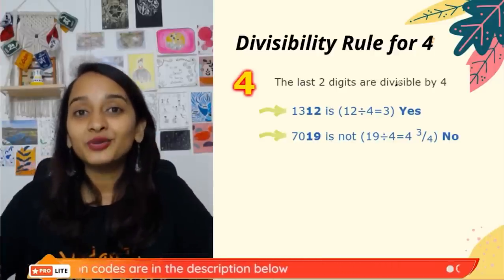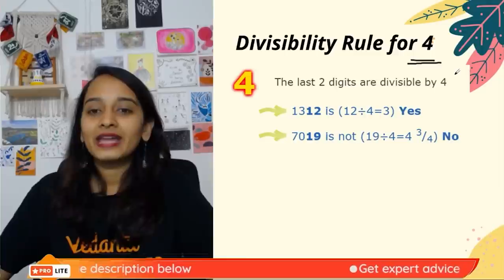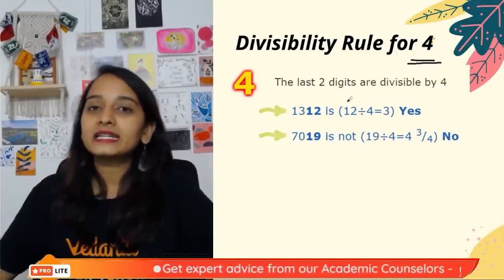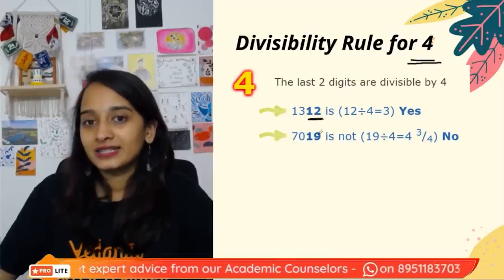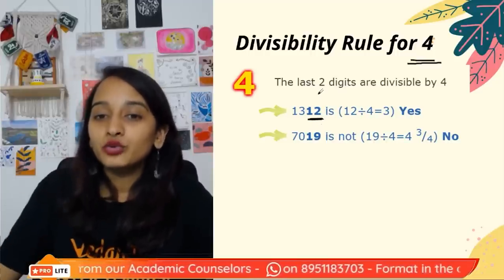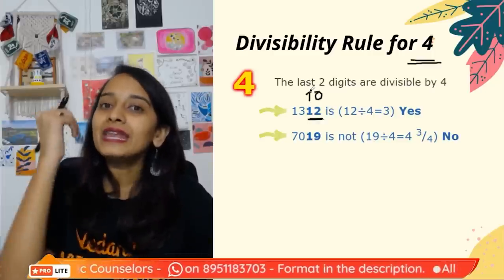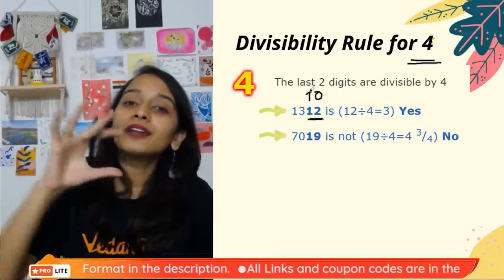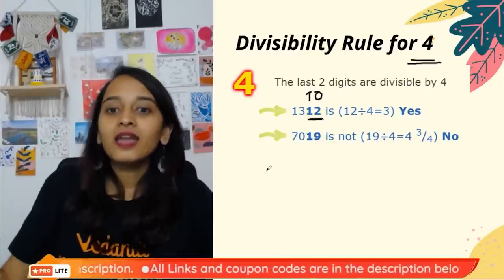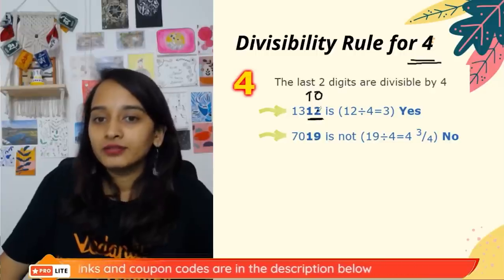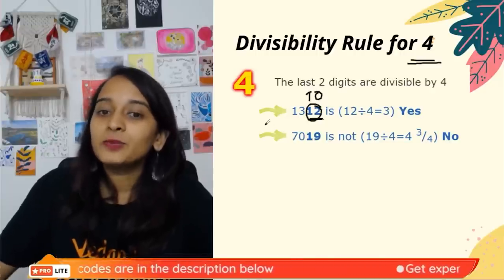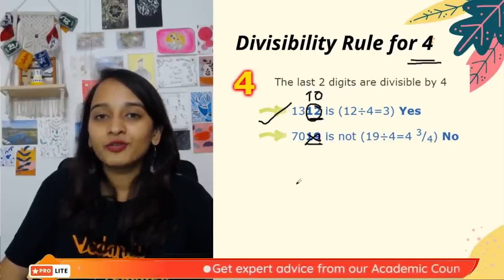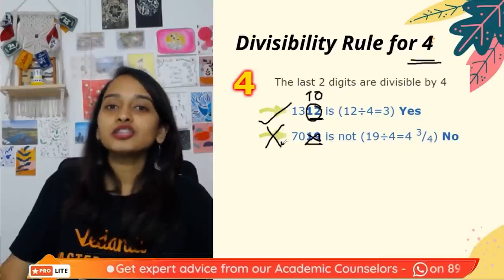नेक्स्ट इज डिविजिबिलिटी रूल फॉर द नंबर 4. नाउ दिस इज एप्लीकेबल इफ यू हैव अ 3-digit नंबर और अ 4-digit नंबर. ठीक है, कैसे चेक करते हैं? द लास्ट 2 digits, मतलब यूनिट्स डिजिट एंड टेंस डिजिट ऑफ एनी नंबर, इफ द लास्ट 2 digits आर डिविजिबल बाई 4, देन द एंटायर नंबर इज डिविजिबल बाई 4. ठीक है, 1312. Now 12 is divisible by 4. मतलब ये पूरा number is divisible by 4. 19 is not divisible by 4. So this entire number is not divisible by 4.